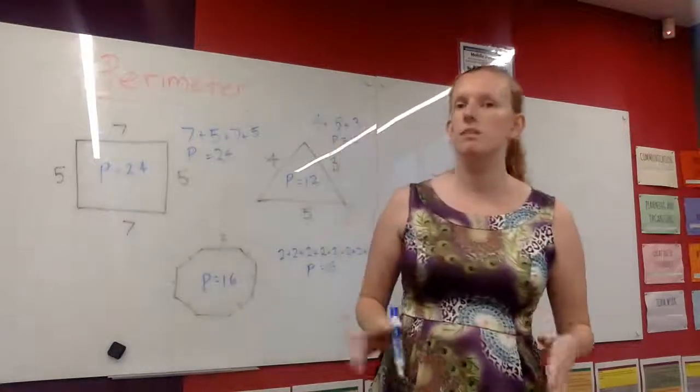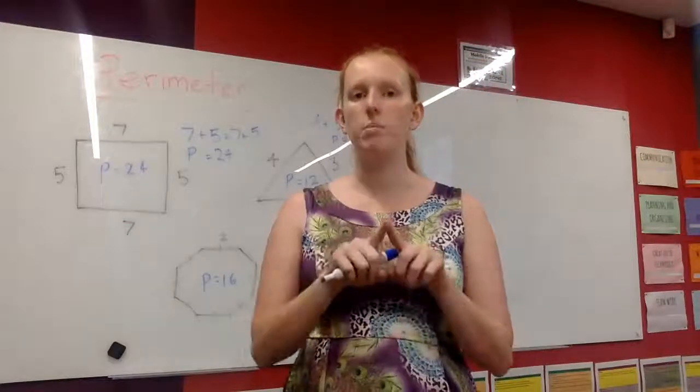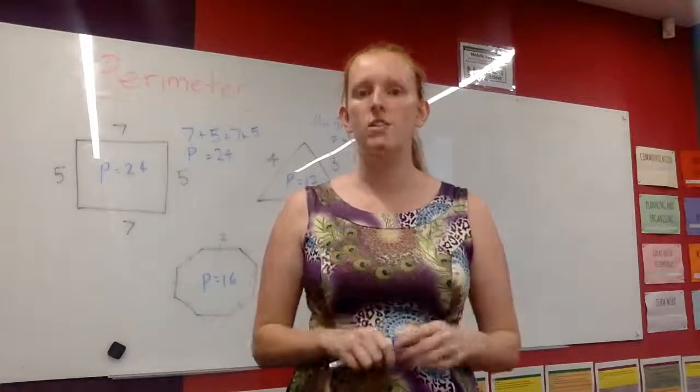Now perimeter is really simple. All you have to do is add up the dimensions of the outside of the shape.